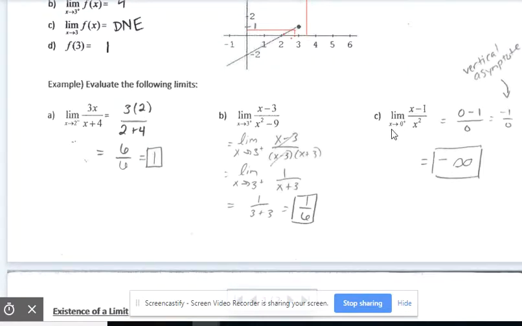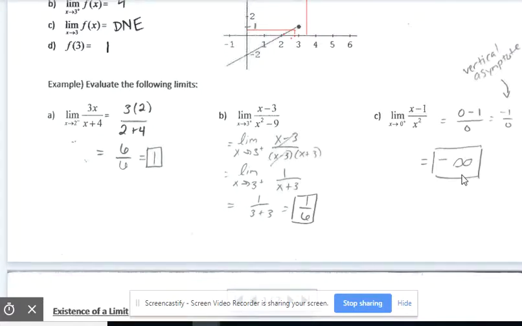So we are going to run into a little trouble with this one, because when we plug in 0, we get -1 over 0, which we know is a vertical asymptote. But since it's a left or right limit, we can be more specific than saying it doesn't exist. So we're going to say that it's -infinity.